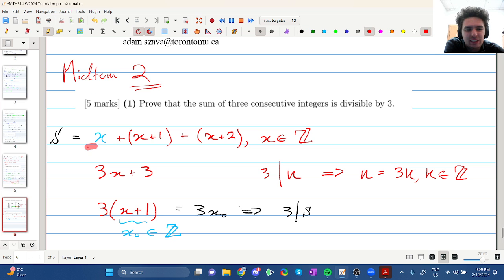S is equal to the sum. There's our sum. Well, that sum is also equal to this, right? It's going to just combine like terms. And that sum is also equal to this, which implies to us 3 times some x naught, which means that 3 divides s, which means that s is divisible by 3.